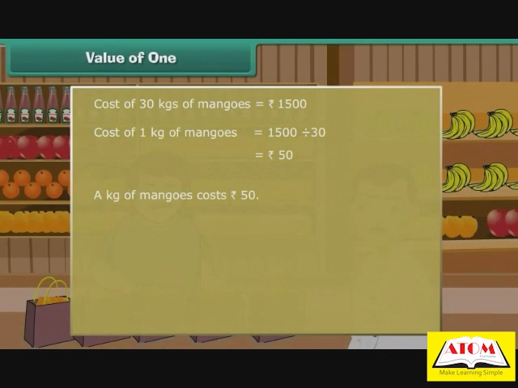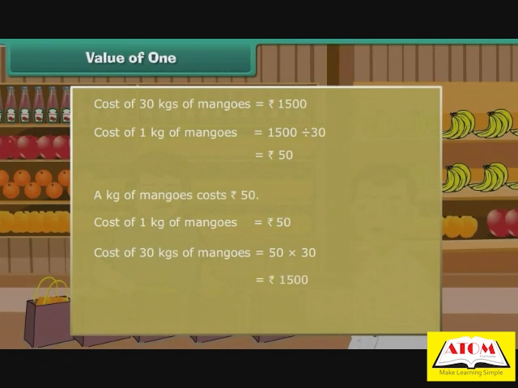Let us verify our division. Cost of 1 kg of mangoes is equal to 50 rupees. Cost of 30 kgs of mangoes is equal to 50 into 30, which is equal to 1500 rupees. As per the question, Vivaan spends 1500 rupees on 30 kgs of mangoes. So, we verified that our division operation is correct.